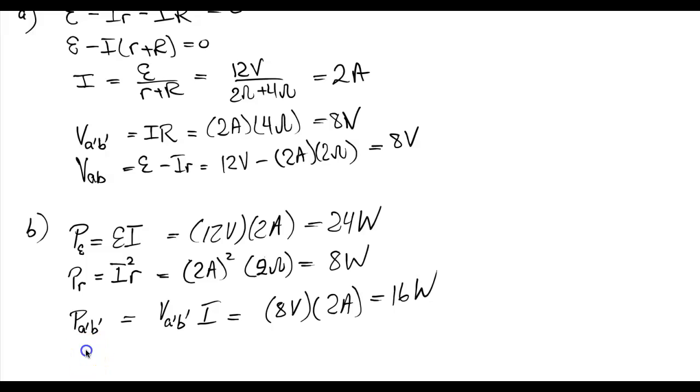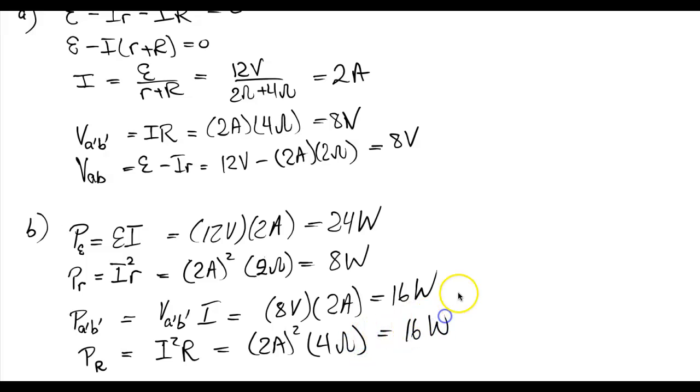And finally, if we want to find the power dissipation through the resistor, capital R, that's going to be I squared capital R, which is 2 amps squared times 4 ohms, or 16 watts. So notice that these are also the same. So it just depends on what you're looking for. It's going to depend on what element of the circuit you're using in order to find those power dissipations or conversions.